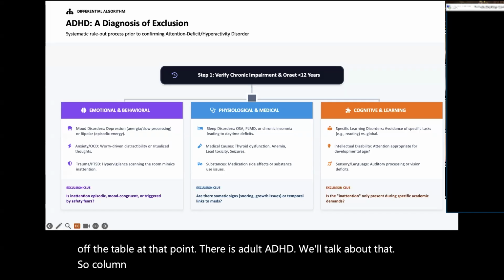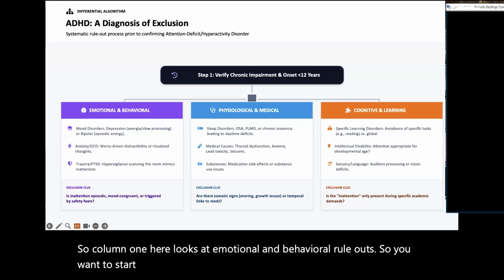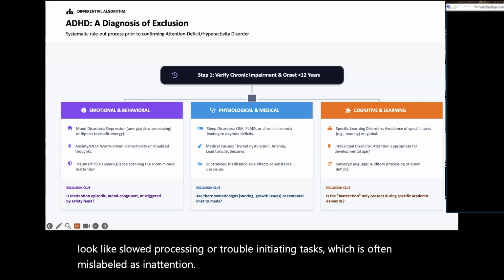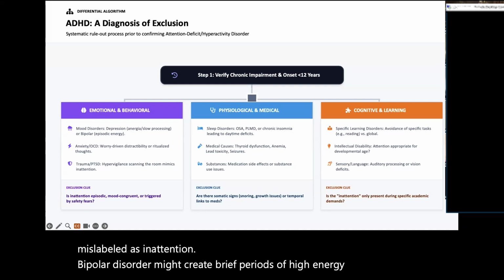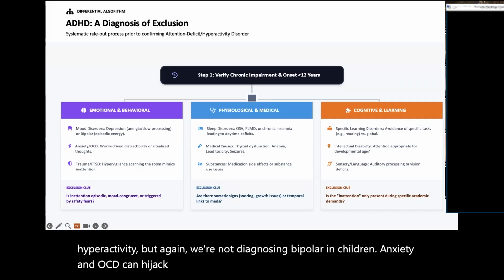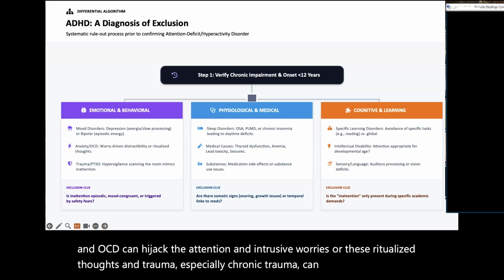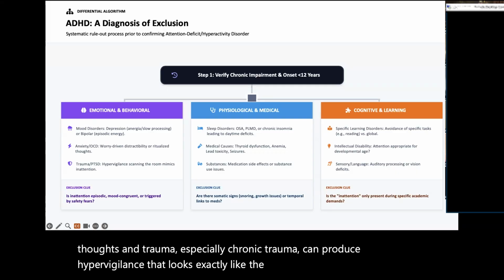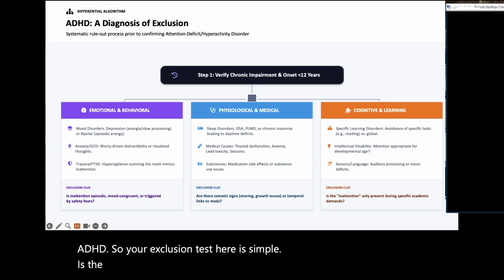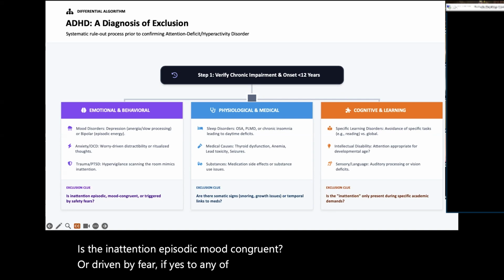So column one here looks at emotional and behavioral rule-outs. You want to start with the emotional and behavioral system. Depression can look like slowed processing or trouble initiating tasks, which is often mislabeled as inattention. Bipolar disorder might create brief periods of high energy that mimic hyperactivity, but again, we're not diagnosing bipolar in children. Anxiety and OCD can hijack attention with intrusive worries or ritualized thoughts. And trauma, especially chronic trauma, can produce hypervigilance that looks exactly like the distractibility one may equate with ADHD. So your exclusion test here is simple. Is the inattention episodic, mood congruent, or driven by fear? If yes to any of those, this is not ADHD.